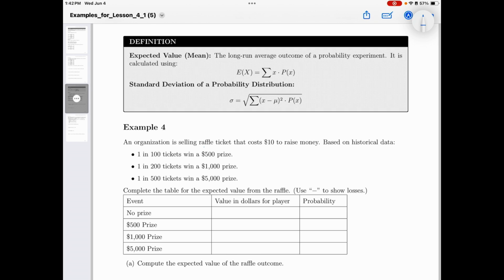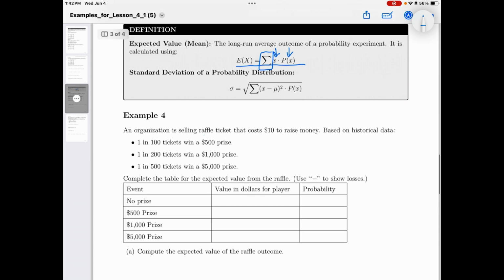To find the expected value, you're going to take each of your x values, multiply it by your corresponding probabilities, and then this sigma tells us to then add all of those up.